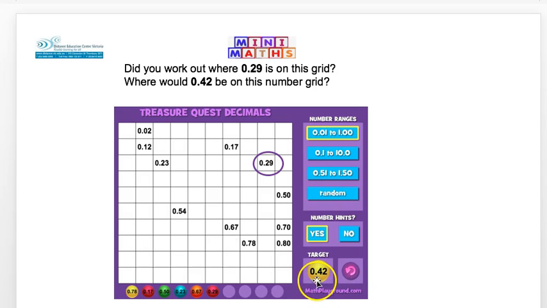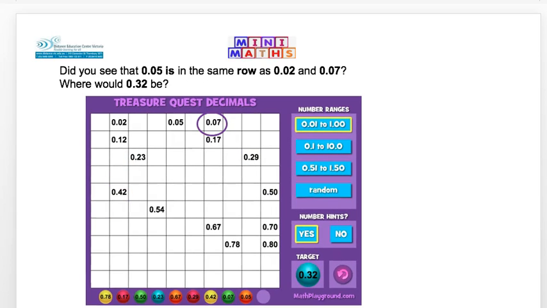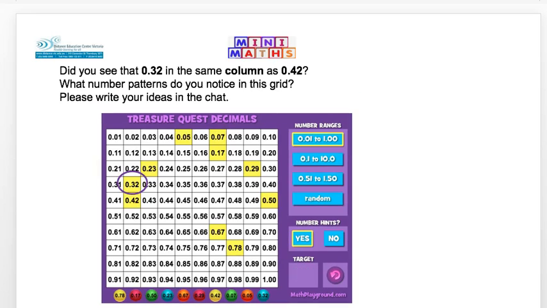So I have to put 0.42, and I thought it would go somewhere here. That's maybe about there. So close. And then at the end, there are all the decimals we had to look at.